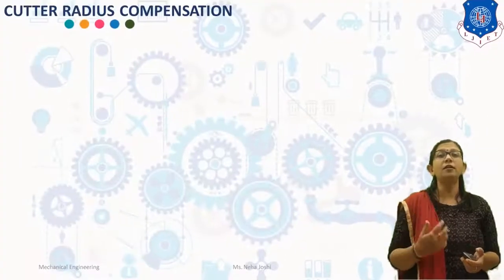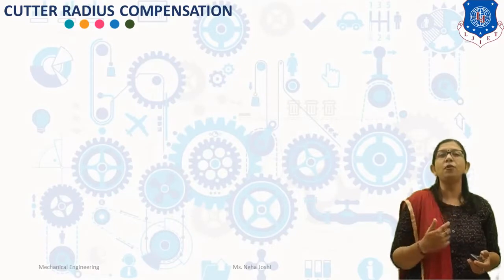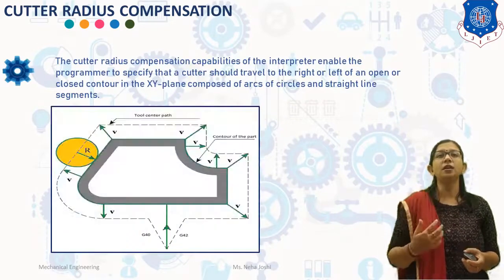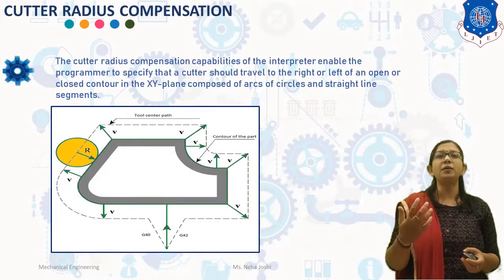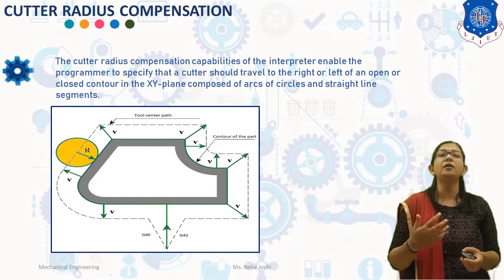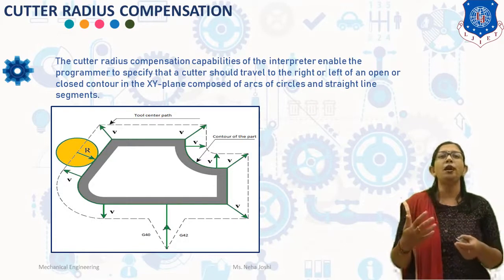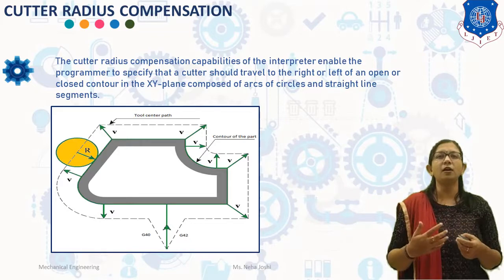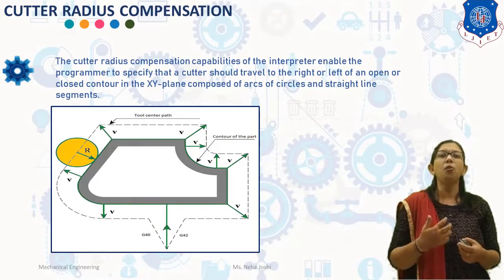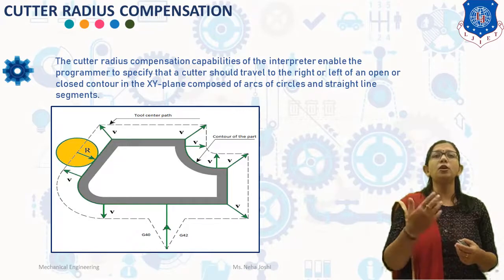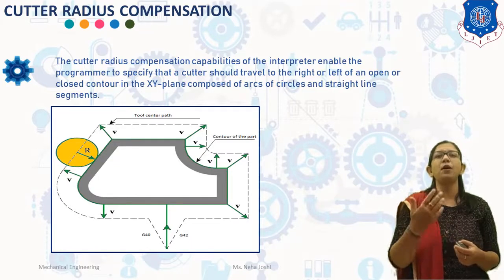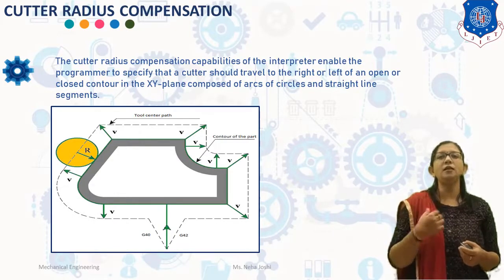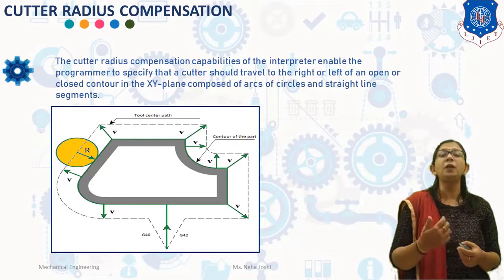Then after that, cutter radius compensation, which is most important for CNC milling. Now, what is cutter radius compensation? The cutter radius compensation capability of the interpreter enables the programmer to specify that the cutter should travel to the right or left of an open or closed contour in the XY plane composed of arcs of circle and straight line segments. In contouring operation, it becomes necessary to calculate the tool cutter path for preparing the program by offsetting the contour by an amount equal to the radius of the cutter. You can see here the workpiece contour and tool path for a typical workpiece.